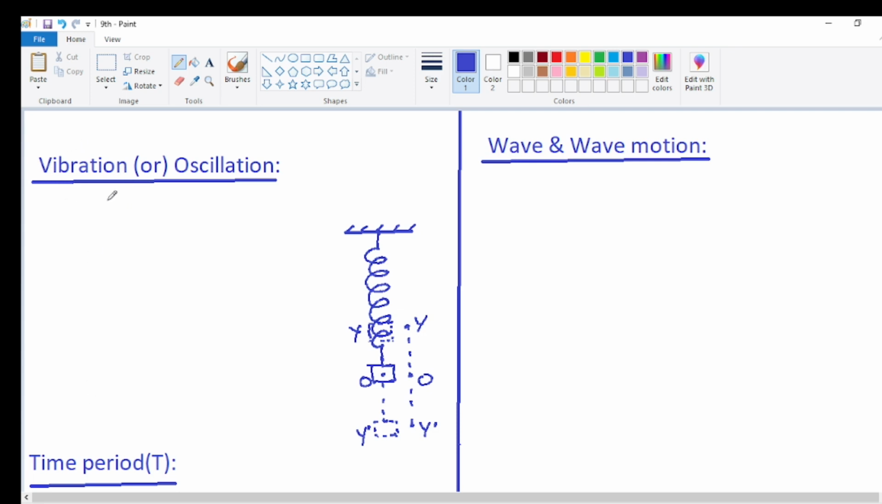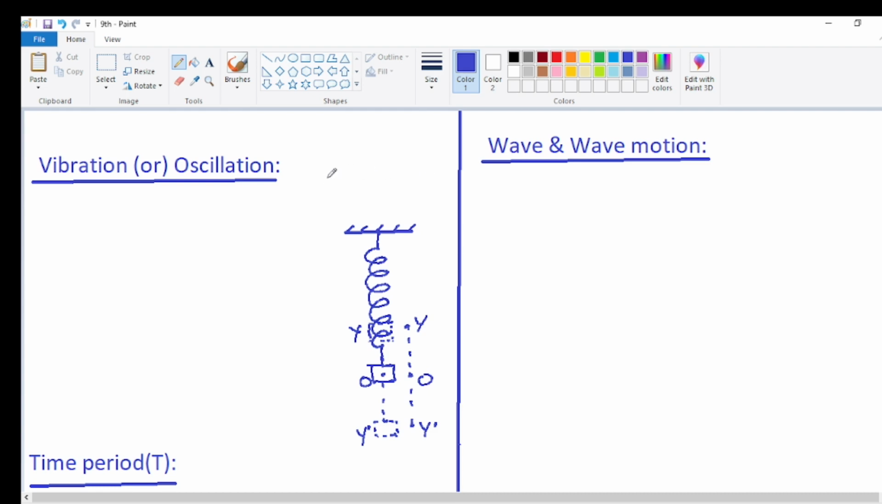So the first definition is vibration or oscillation. It's also called vibratory motion or oscillatory motion. What is this vibratory or oscillatory motion? In simple words, vibratory motion means the to and fro motion of a body. To means towards a particular direction, say rightwards. Fro means away from that direction, away from the particular point. So towards a point and then away from the point.